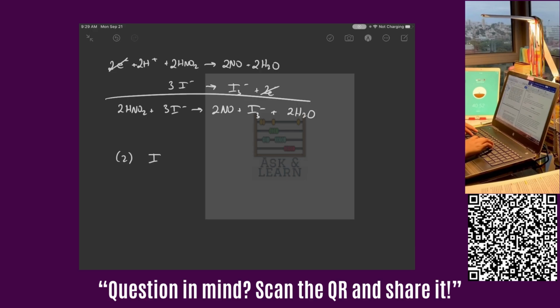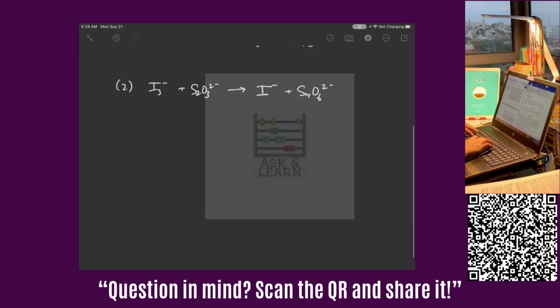Second one will be I3 minus, add S2O3 2 minus to I minus and S4O6 2 minus. Break this apart into two half reactions. Put a 3 here to balance the iodine, and 2 electrons to balance the charge.